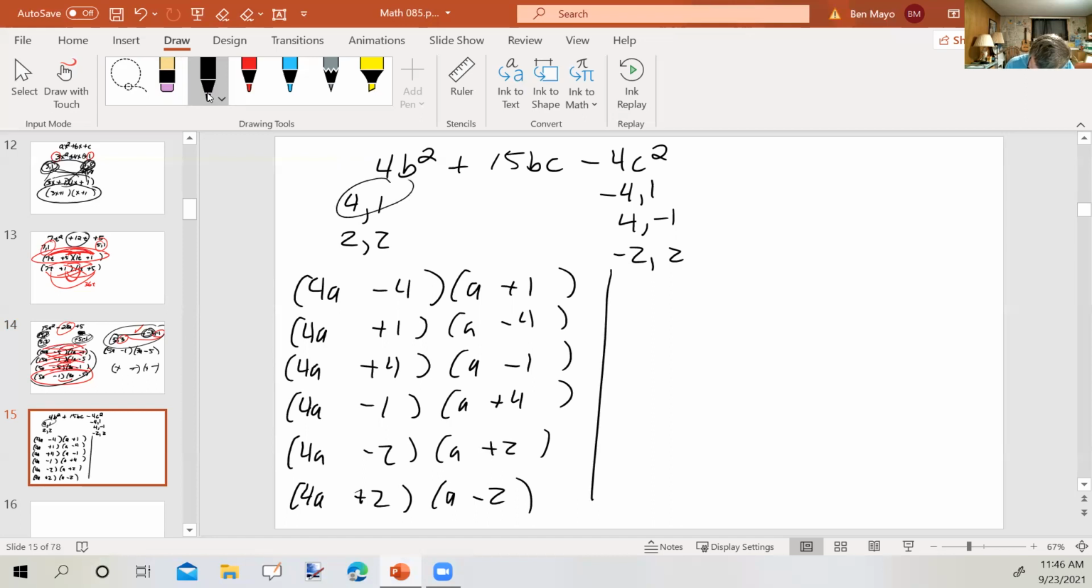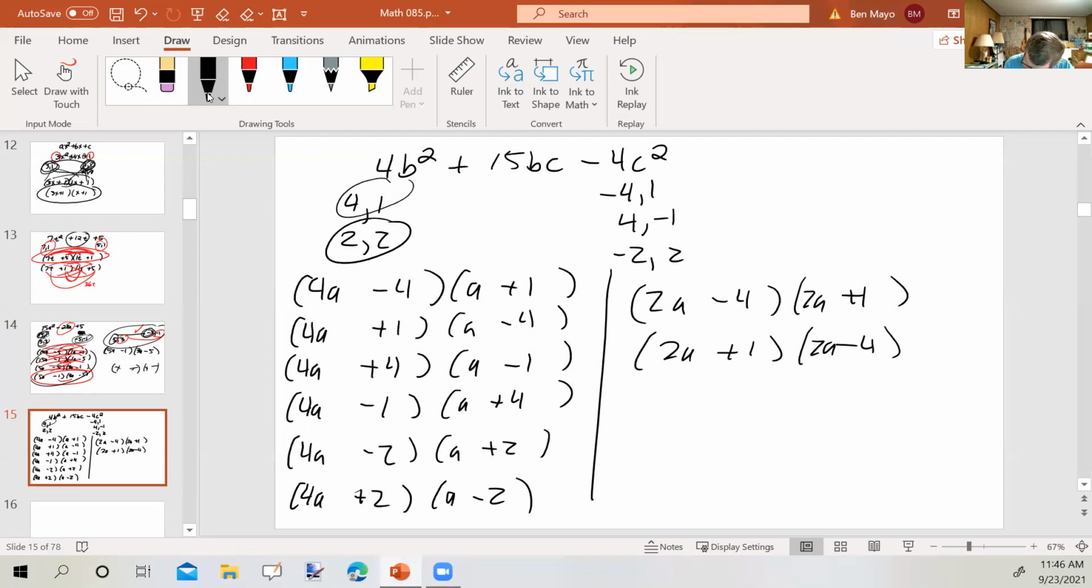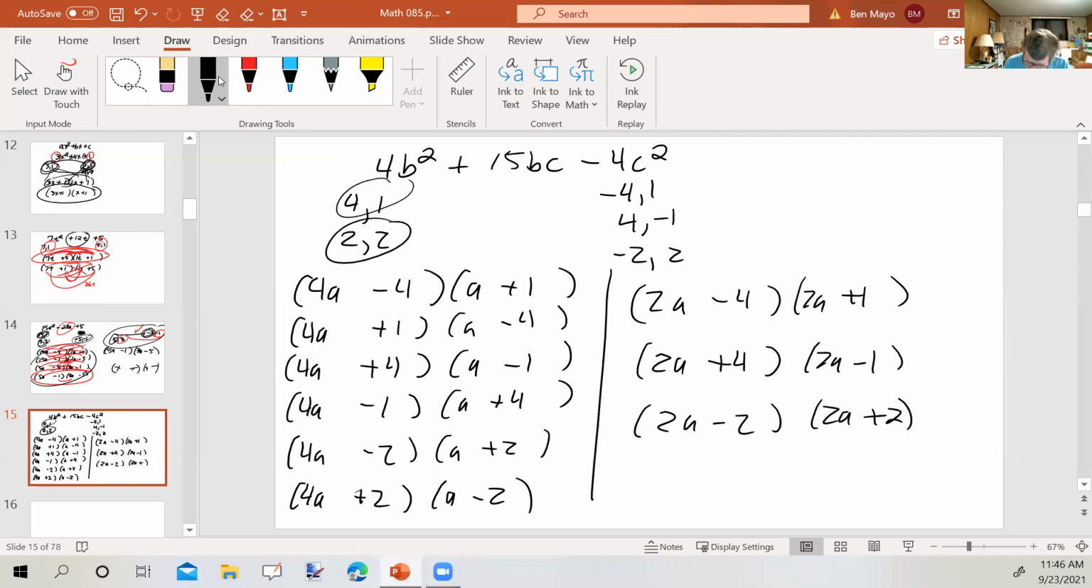Now, over here, we could have 2a and minus 4 and plus 1. We could have 2a and plus 1 and minus 4. Oh, because these numbers are the same, this is actually the same as the one above, isn't it? Okay, so I don't need that. And then I could have 2a and plus 4 and minus 1, 2a and minus 2 and plus 2. So there are, what, 9 unique possibilities. Every one of these, if I multiply them together, I get 4b squared up front.